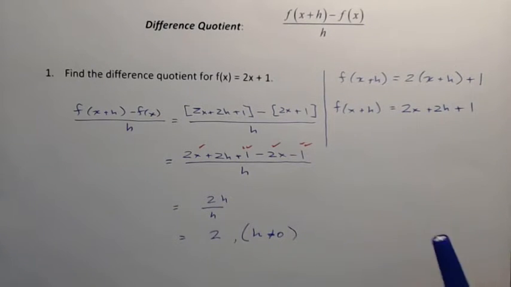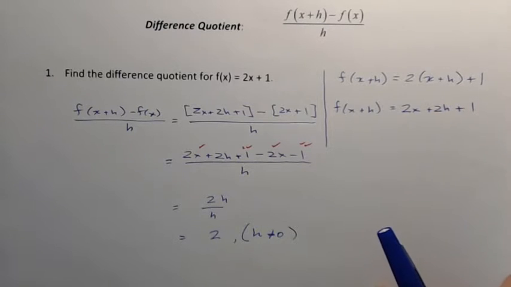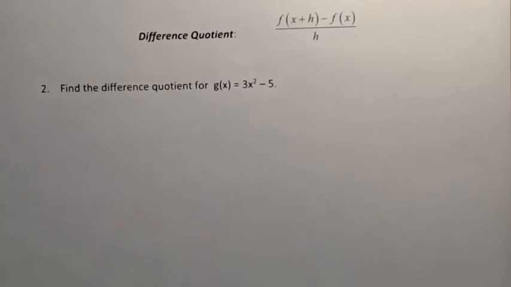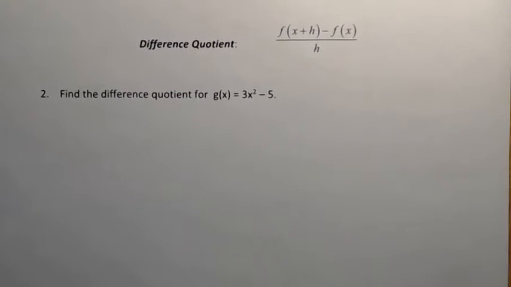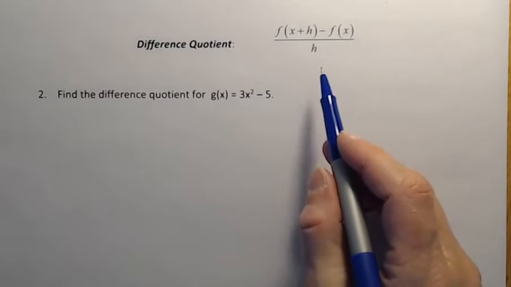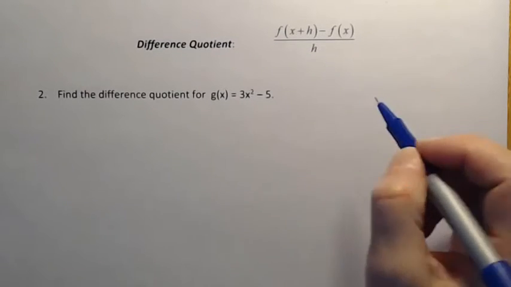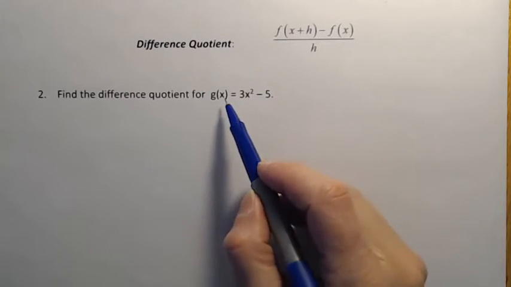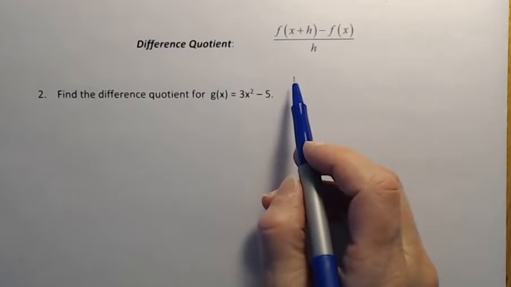Now let's take a look at one that is not a linear function. So we'll move up to a quadratic. Again, we're going to calculate the difference quotient, and we're getting this quadratic, 3x squared minus 5. The three pieces we need, keep in mind we're using g here: we need to plug in x plus h, plug in x, which is kind of already done for us, and then our denominator is h.